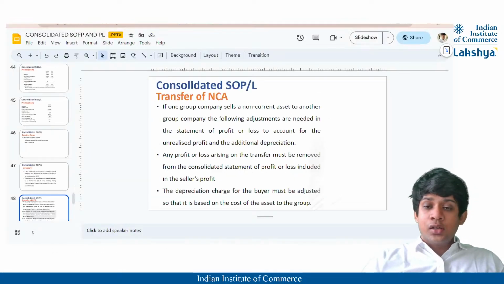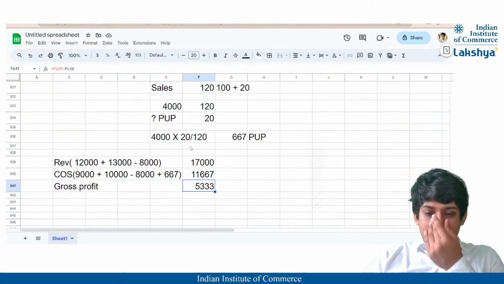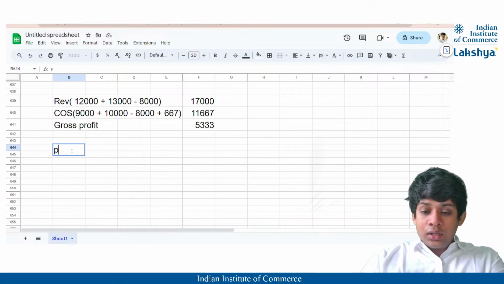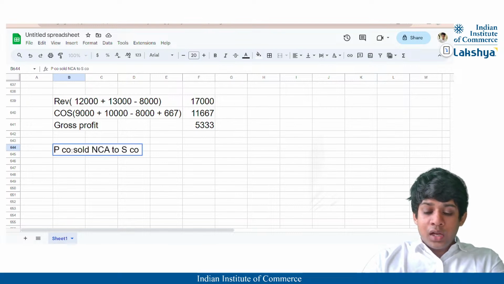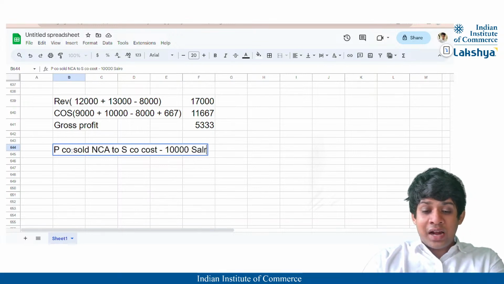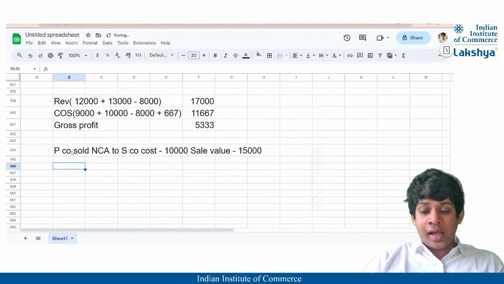Now, let us just look at it. If the parent company has sold a non-current asset to the subsidiary company, the value of the cost of the asset was maybe 10,000, but the sale value, that means the value at which it was sold, was maybe 15,000. I'm just taking a basic example.